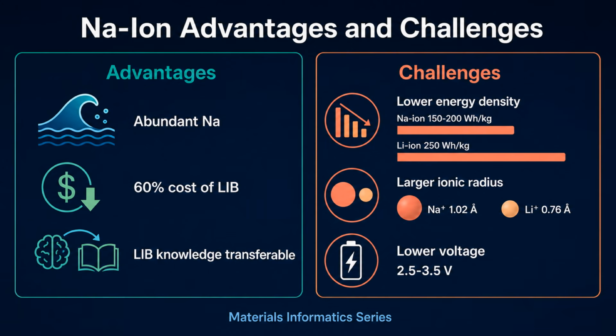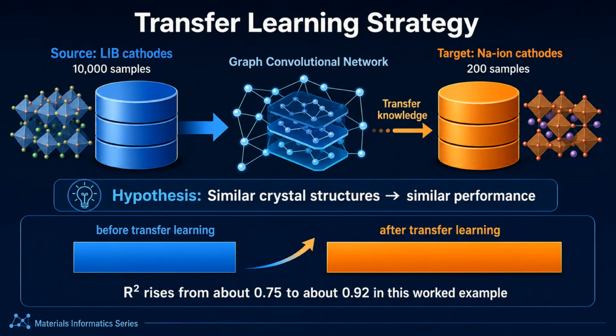However, challenges remain. Energy density reaches only about 70% of lithium-ion. The larger sodium ion slows diffusion compared to lithium. Operating voltage is somewhat lower. Transfer learning dramatically accelerates Na-ion development.